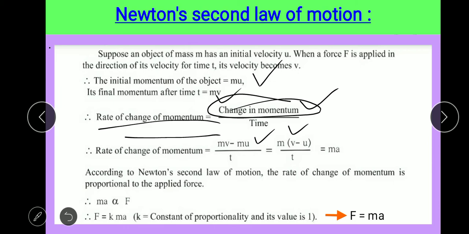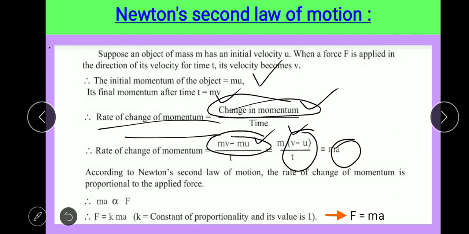Time is denoted by t. Let us continue here, students. Now here mv minus mu, I'll take m common. When I take m common, I'll get v minus u upon t. Here v minus u is nothing but change in velocity, and change in velocity per unit time is called acceleration, students.